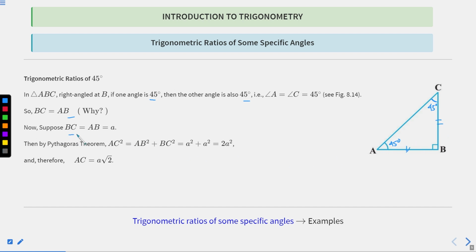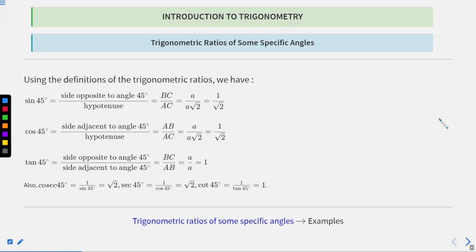Suppose BC is equal to AB is equal to a. Now by Pythagoras theorem, AC square is equal to AB square plus BC square, that is equal to a square plus a square, which is equal to 2a square. Therefore the value of AC is equal to a times root 2. So the length of AB is a, and the length of BC is a.